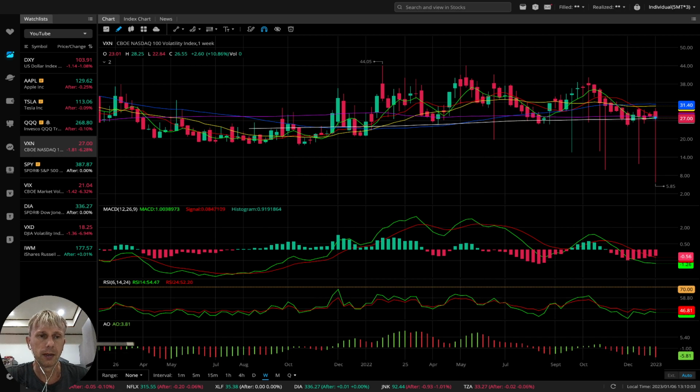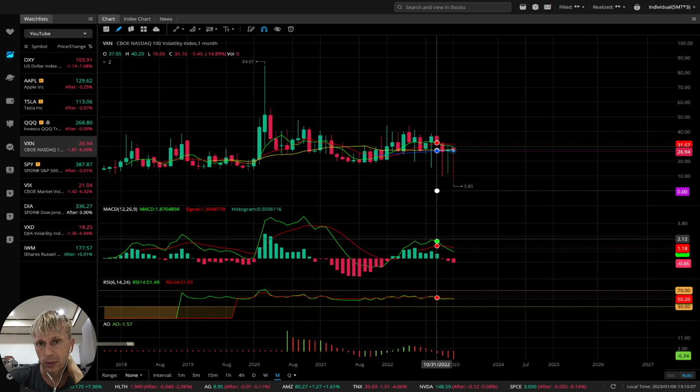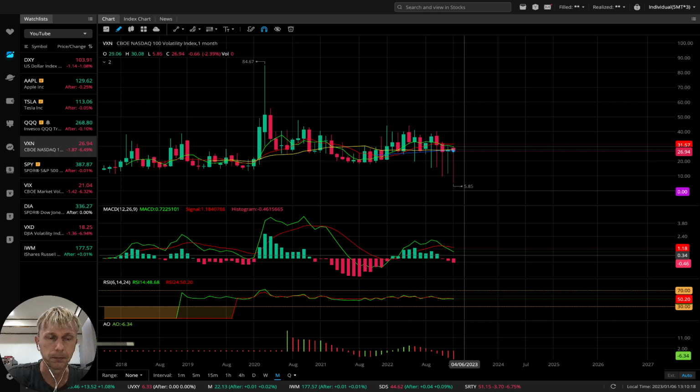Let's check monthly. Monthly, it's bearish also, right? It's a bearish monthly, and Q's bearish monthly also. VXN is disconnected between the indexes, between Nasdaq.